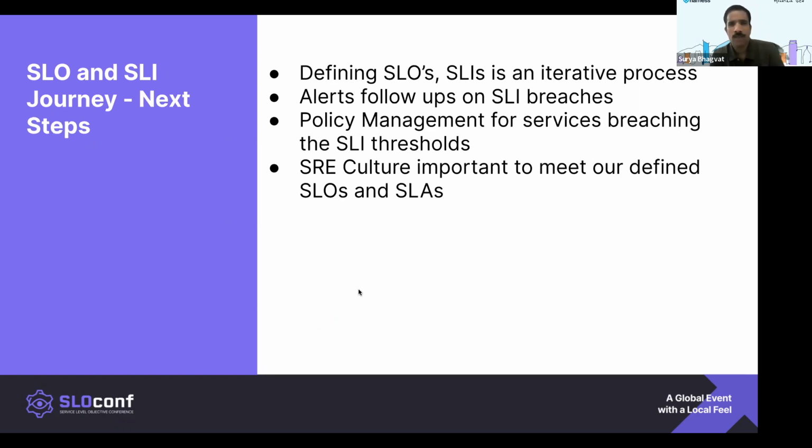Now, what next? It's not like you define your SLIs, you define your SLOs, and you are done. It's not that simple. For SREs, nothing is simple. As a startup, we develop features at a very rapid pace, and as we do that, we might introduce some unintended consequences, some bugs, and so on. Some of the service level indicators that we defined, say, a year back, may not be that critical, or something else will be critical. So it's always an iterative process for us.